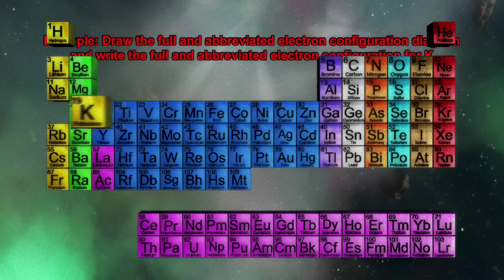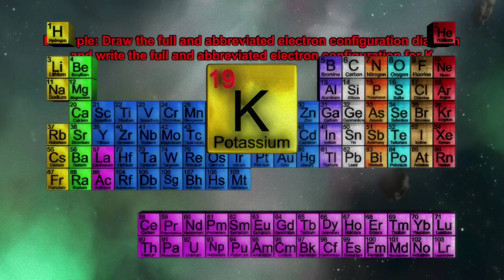In this example, we will first draw the full electron configuration diagram for a neutral atom of potassium, then we will focus on the abbreviated versions. Potassium's atomic number is 19, which means there are 19 electrons for a neutral atom of potassium. Following the Aufbau rule, Pauli exclusion principle, and Hund's rule, the following diagram and electron configuration is quickly obtained for the 19 electrons of potassium.